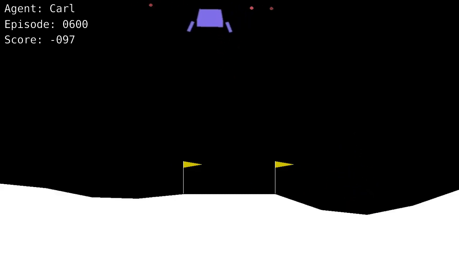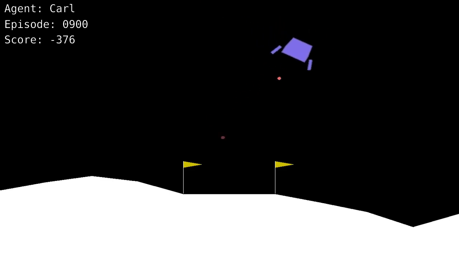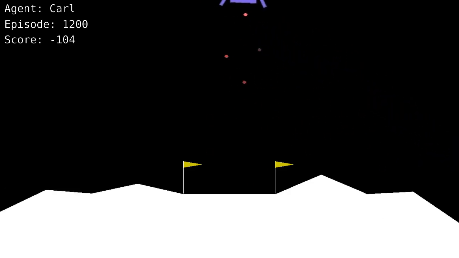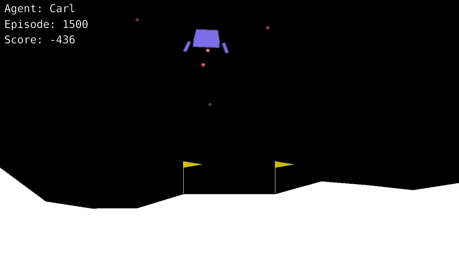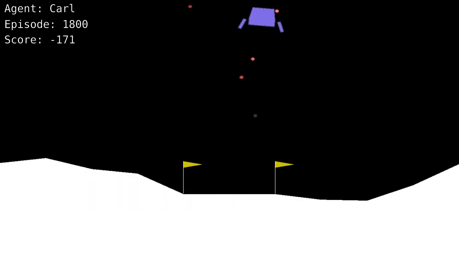For cross-entropy, Carl, I guess. We started by selecting a reasonable target score, the score above which Carl would receive footage to use in training. Before training, you can see that Carl isn't quite adept at landing the lander. In fact, quite the opposite.